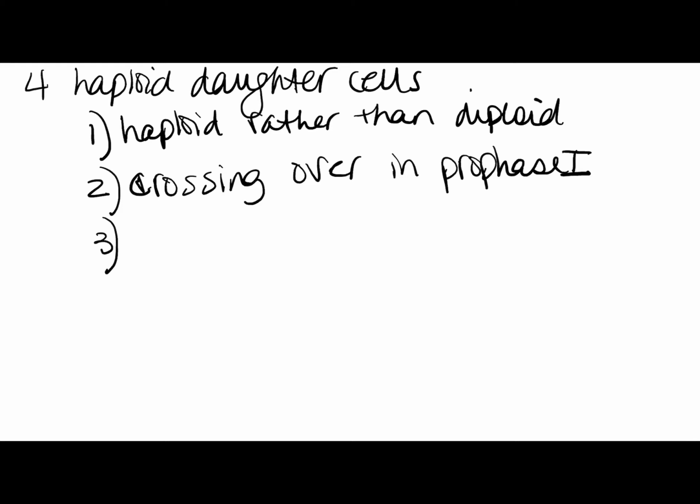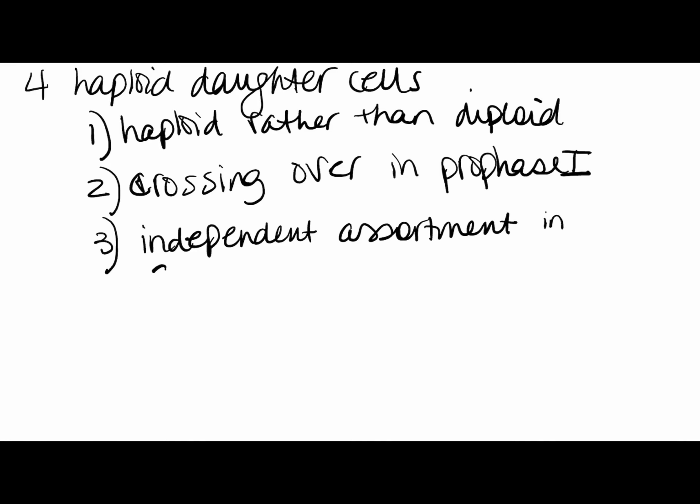Okay, another reason that the daughter cells are genetically different from the parent cell is a result of independent assortment. That happens in anaphase 2. Okay, so those 4 haploid daughter cells are not genetically identical to the parent cell for these 3 reasons.